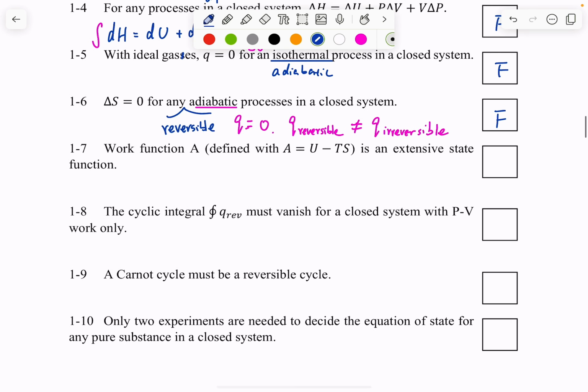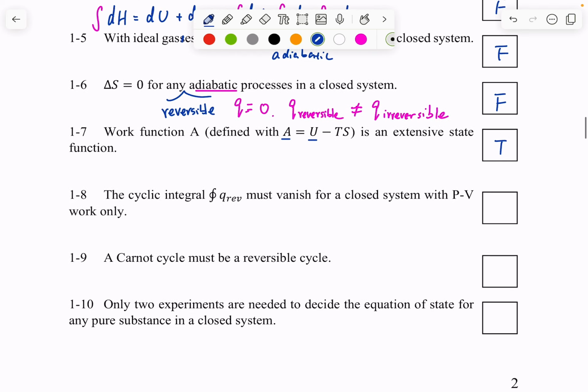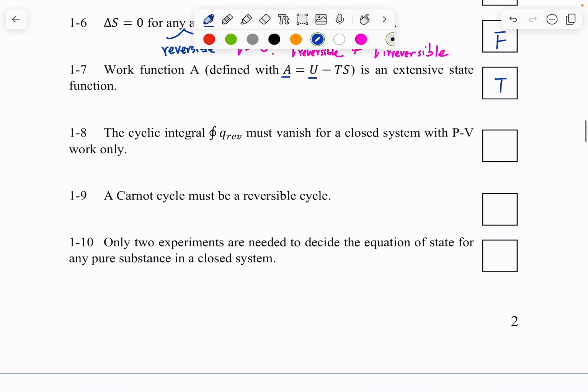All right, next up. Work function A is an extensive state function, while A has the same dimensionality as internal energy. So the statement is true. 1-8. Cyclic integral of Q reversible must vanish for a closed system with PV work only. So this one is false. And again, when we say a cyclic integral must vanish, we're saying whatever is inside the integral is a state function. So this one is false.